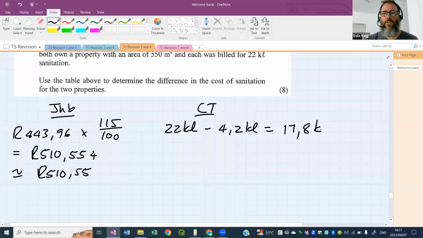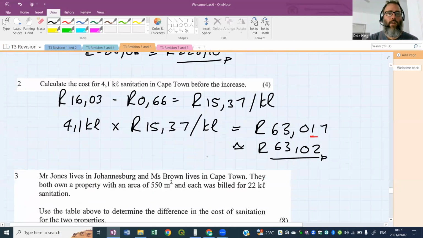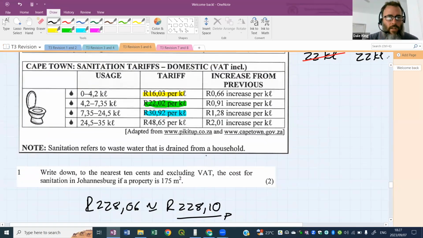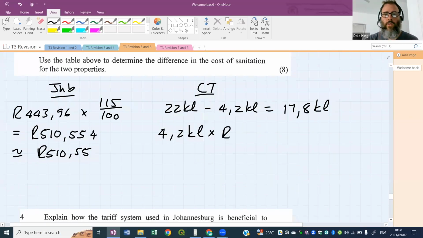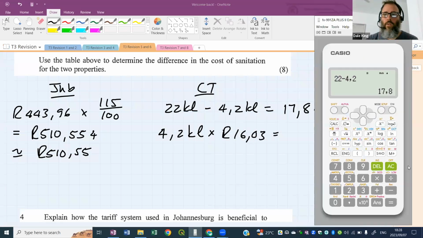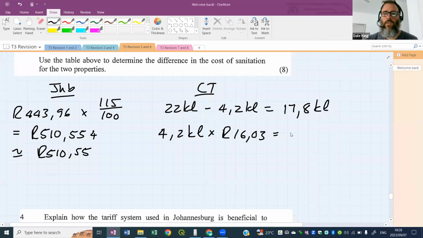That must be charged at a different rate. But this first 4.2 gets to be charged at this rate. Can you see the rate there? Yes. 16.03. All right, so I must charge the first 4.2 at 16.03. All right, work with me now. Everyone should be working with me. 16.03. 67.326.